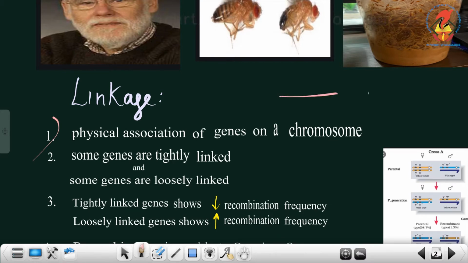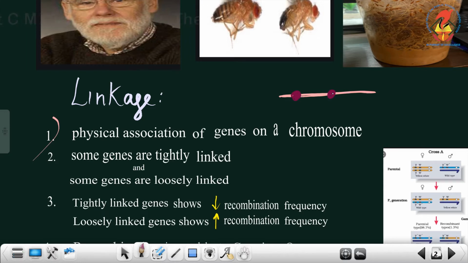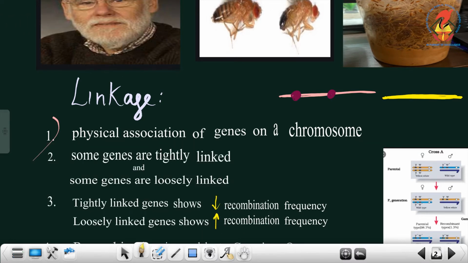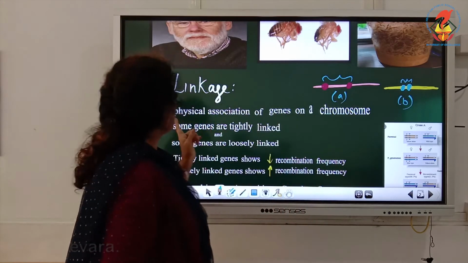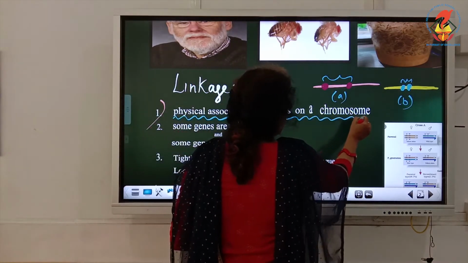It's as simple as that. If this is a chromosome, a homologous chromosome, and there are 2 genes, this is one gene and this is the other gene, this association of genes on a chromosome is known as linkage. Now I showed you one example. Another example I'll show you with another color. This is a chromosome and two genes on the chromosome. Look, 2 genes are located here, and they are physically associated, and here also they are physically associated. But the difference between these two, if this is A chromosome and this is B chromosome, is that here the genes are loosely linked and here the genes are tightly linked. Clear?